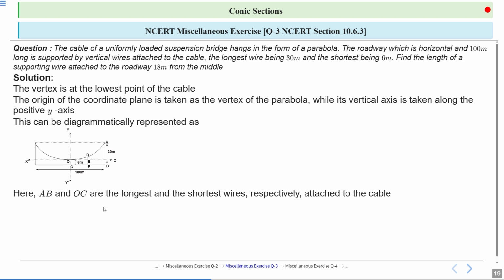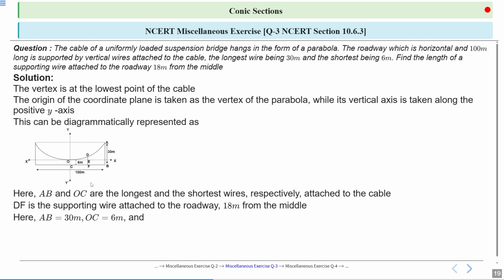Here AB and OC are the longest and shortest wires respectively. So AB is the longest wire and OC is the shortest wire. These two wires are attached to the cable. And DF is the supporting wire attached to the roadway 18 meter from the middle. Here AB is 30 meter, OC is 6 meter and BC is 100 upon 2 is equal to 50 meter.